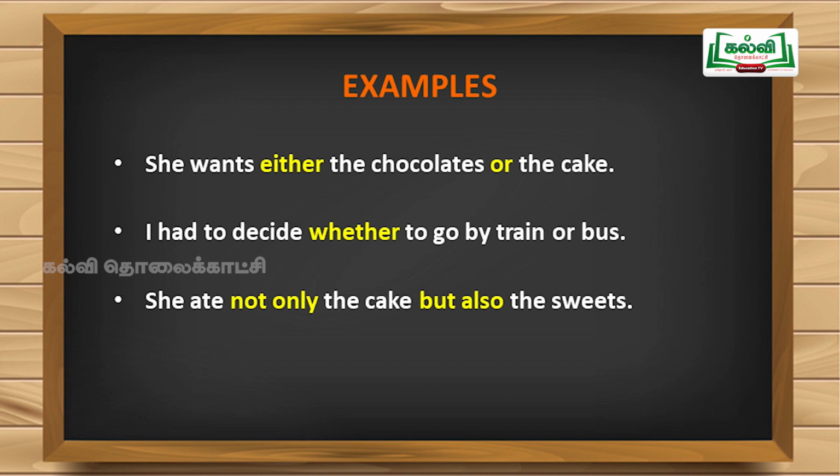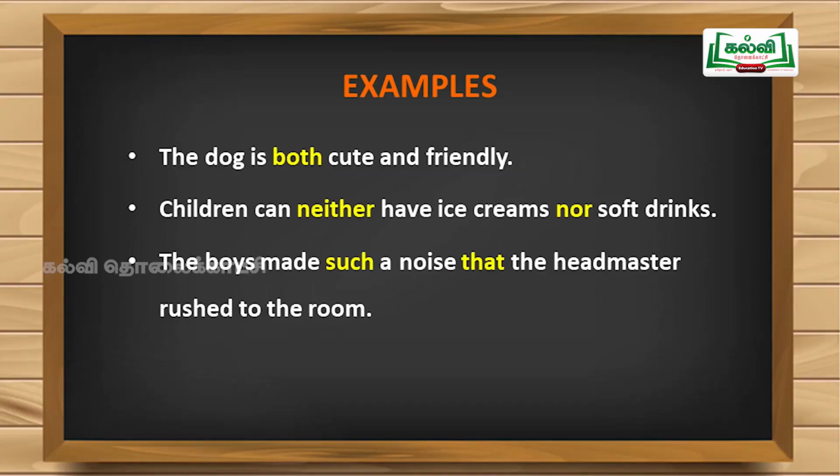Third one is not only but also. She ate not only the cake but also the sweets. So, இதையும் சாப்பிட்டுட்டு அதையும் சாப்பிட்டாங்க. ரெண்டும் சாப்பிடக்கூடாது. Both are harmful to health, but still she ate both the cake and also the sweets.